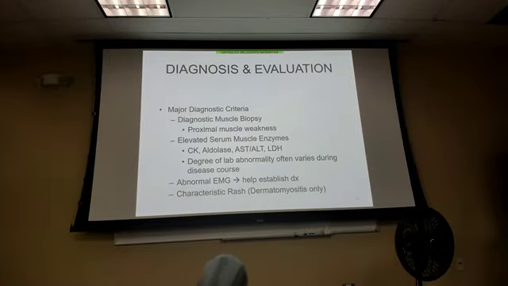All right, so the diagnostic evaluation. The major diagnostic is a muscle biopsy. We want to get into those proximal muscles which we suspect and get biopsies. We also want to look at labs. We already talked about the CK, AST, ALT, but we can also check aldolase and LDH. These are not all the same, and that will show you which stage of the disease course they're at.